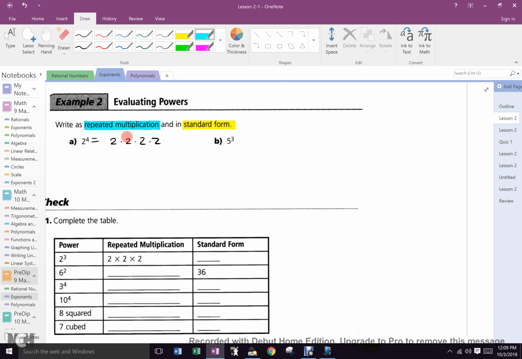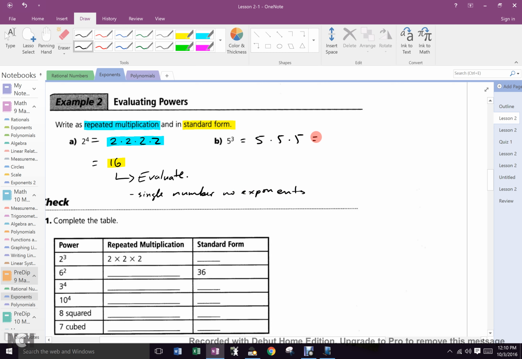Okay. So that is the repeated multiplication. Standard form is 16. Standard form is also what I mean when I say evaluate. If a question says evaluate, then I want a single number. No exponents. That's what evaluate means. So what is the next one? Repeated multiplication, 5 times 5 times 5. Standard form, 125. Got it?